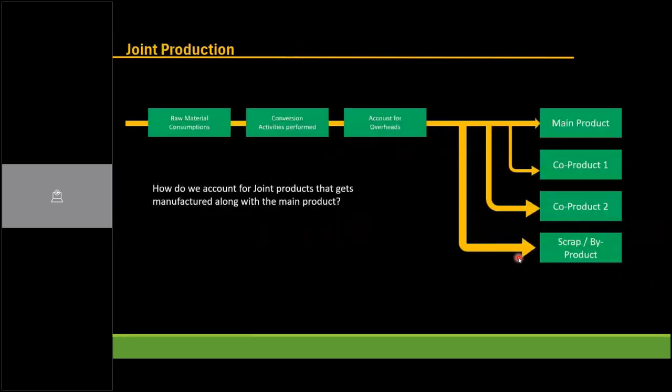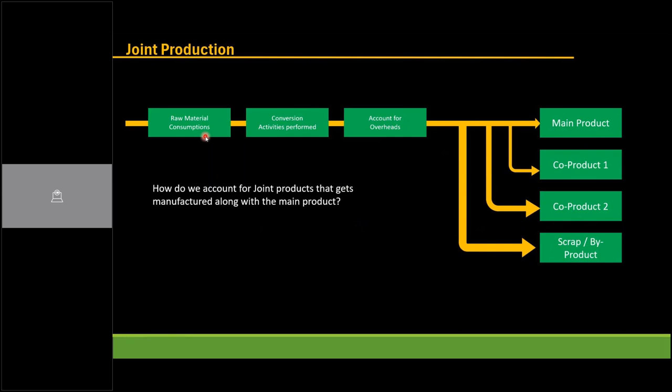Now, look at joint production. When you are making products like in the sugar industry, sugar and molasses, molasses is a byproduct, whereas kerosene, petrol, diesel, all these fuels are co-products. The set of raw materials going into manufacturing is the same, but the end output is 3 or 4 different categories of outputs. So how will you apportion the labor to the main product, to co-product one, to co-product two, and to the byproduct?